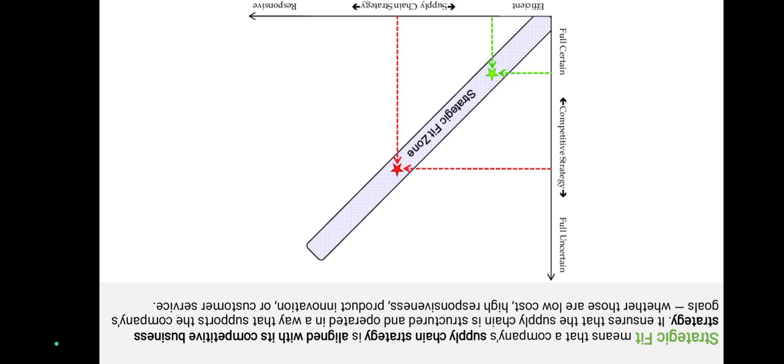On one side you have competitive strategies, nothing but business strategies. On the other axis you can see the supply chain strategy. When supply chain strategy and competitive strategy or business strategies are clubbed, we get the strategic fit zone. The strategic fit zone is nothing but when both the supply chain strategy and the competitive business strategies are aligned properly, then we can get cost advantage, high responsiveness, product innovation, customer service, profitability, effectiveness, and everything can be achieved. When both are aligned properly, then we can get the advantage. That is what is given in the strategic fit.